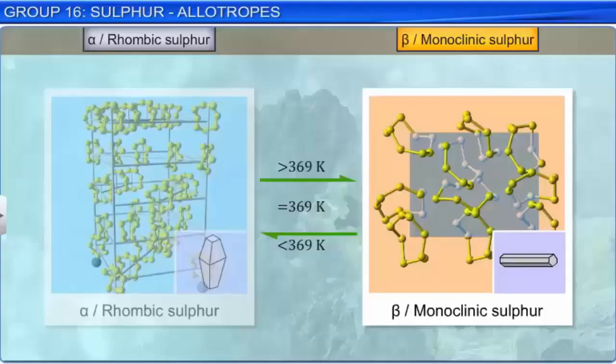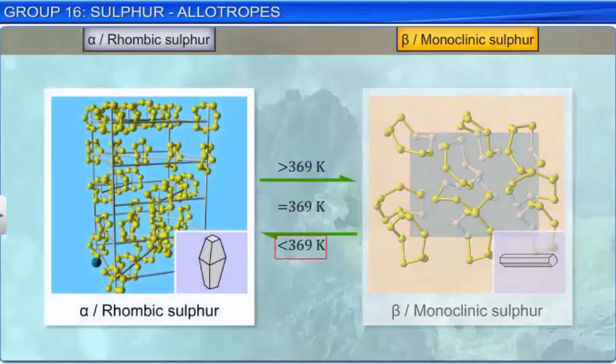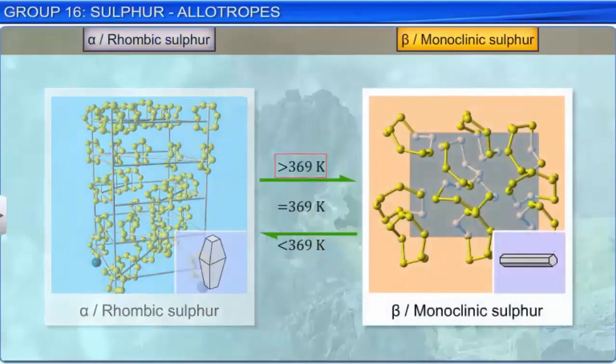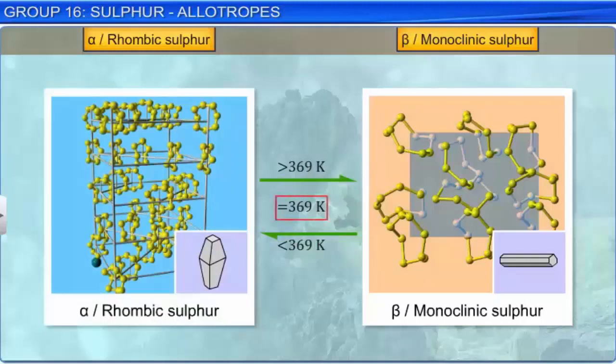Monoclinic sulfur is stable above 369 Kelvin. Below this temperature, it turns into alpha sulfur. Alpha sulfur, on the other hand, is stable below 369 Kelvin and turns into beta sulfur above this temperature. At 369 Kelvin, both the forms are stable. The temperature at which the two forms are stable is called transition temperature, and the two varieties are called enantiotropic substances.